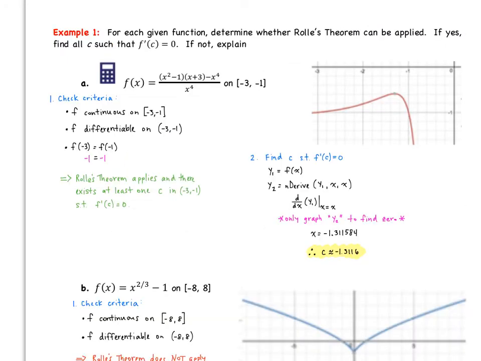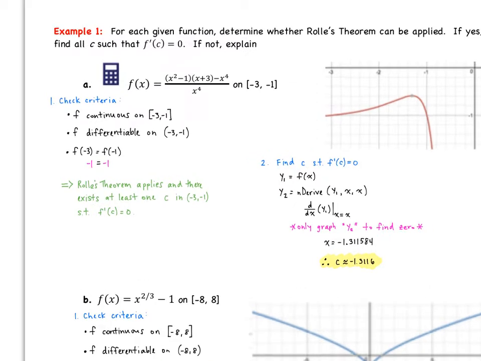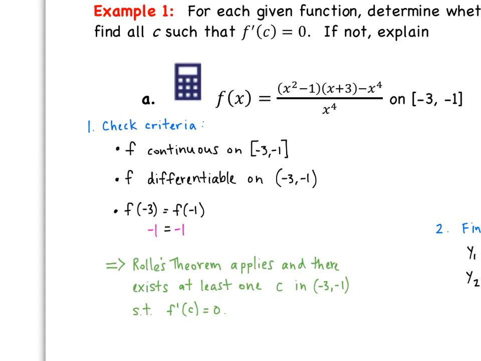Let's look at example 1. For each given function, determine whether Rolle's theorem can be applied. If yes, find all c such that f prime of c equals 0. So find the critical numbers that produce a horizontal tangent. If we can't, we have to explain. Let's zoom in here on this first example.